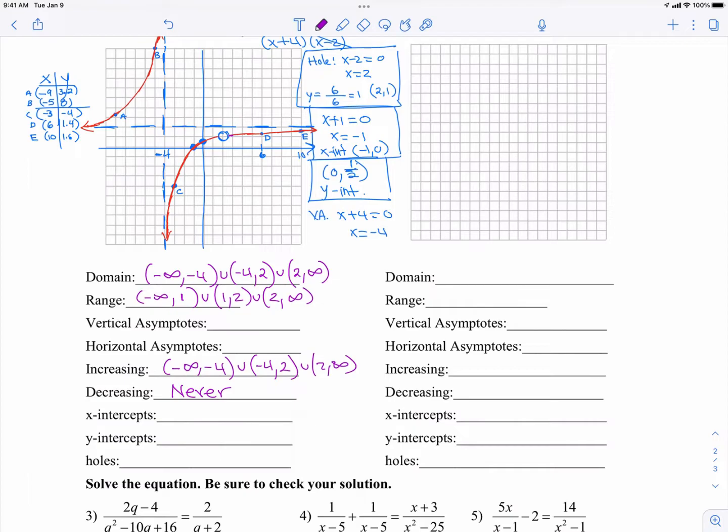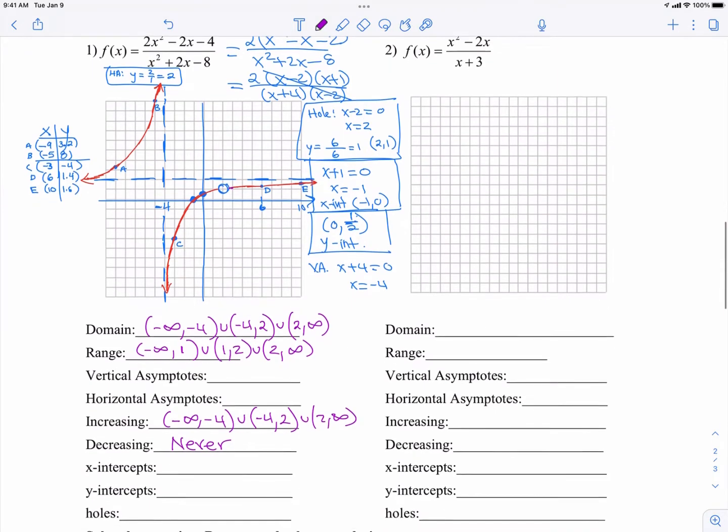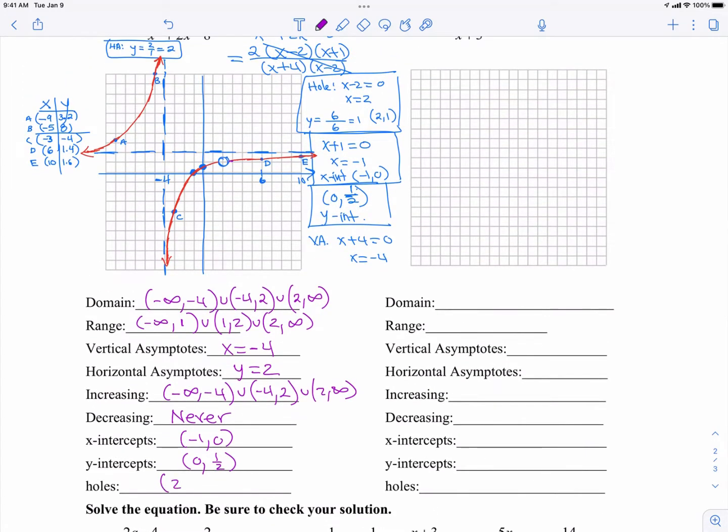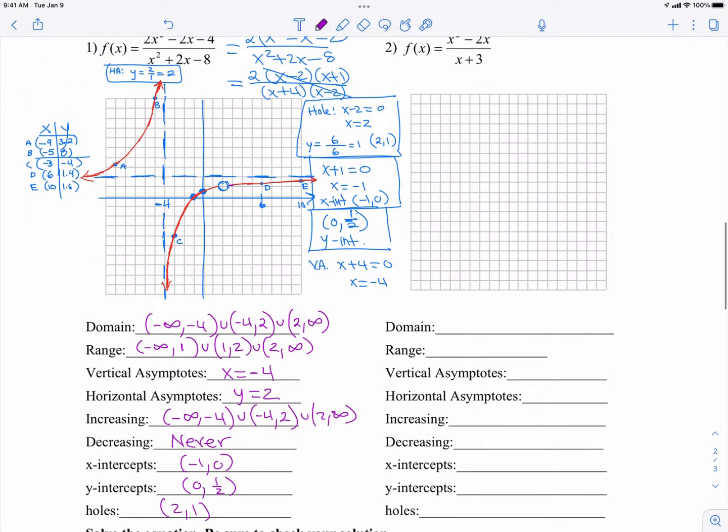All right, and then just fill in the rest of the information. We already had our vertical asymptotes from the top. The vertical asymptote was x equals -4. Horizontal asymptote was y equals 2. The x-intercept was -1, 0, and the y-intercept was 0, 1/2. The hole was at 2, 1. And that is all of the information.